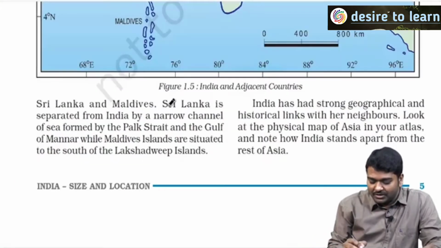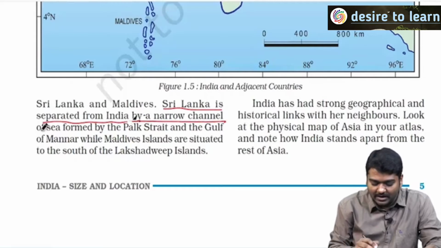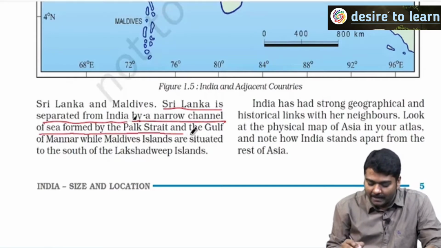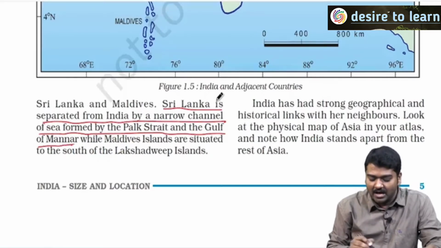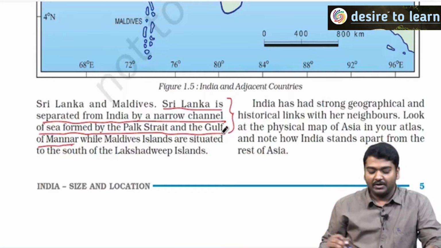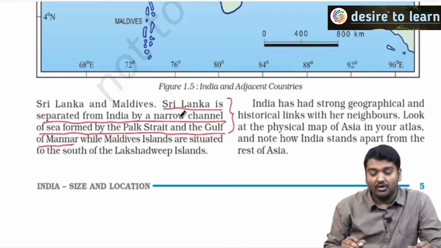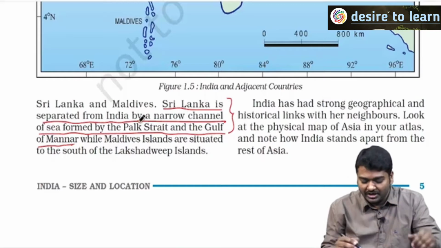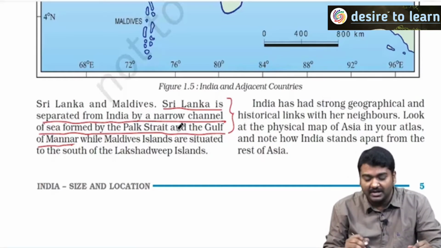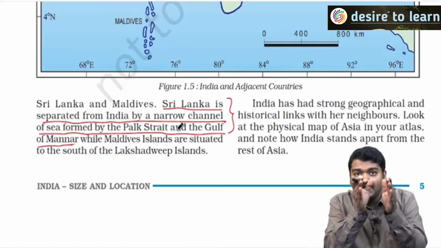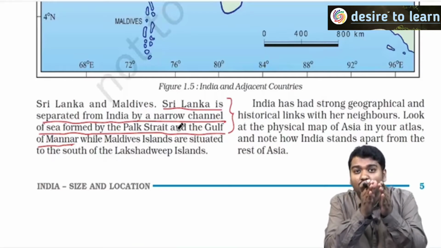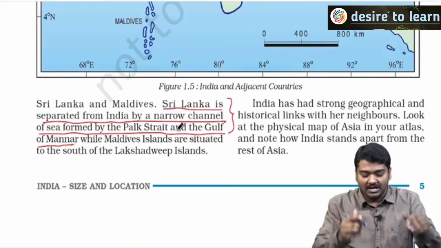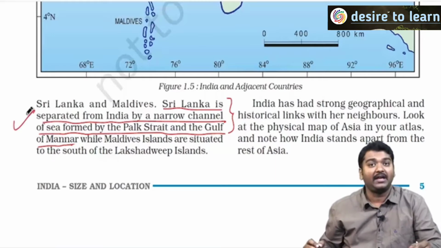And then in the next page you need to see that Sri Lanka is separated from India by a narrow channel of sea formed by Palk Strait and Gulf of Mannar. This is very, very important. The reason for this is, whenever you are talking about the fishermen issue, it is usually occurring at Palk Strait and Gulf of Mannar, where India and Sri Lanka's exclusive economic zone overlaps. So this is a very, very important area for you.